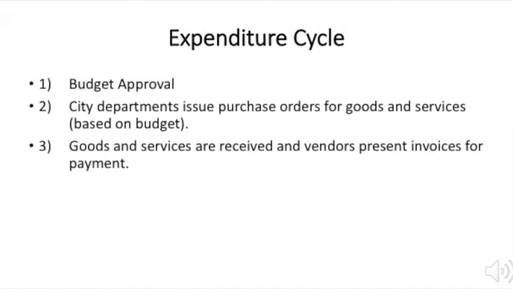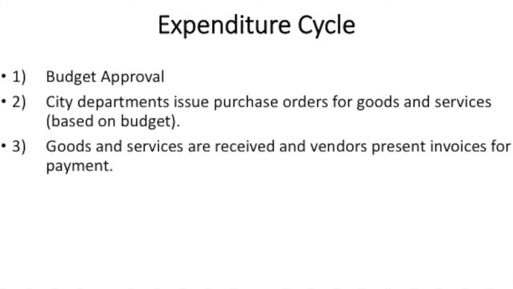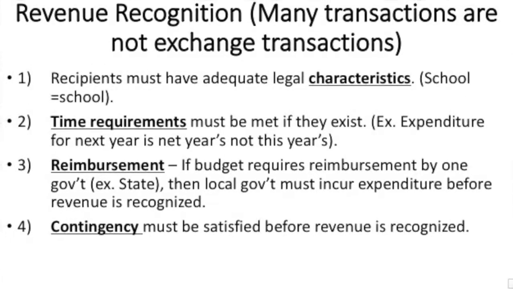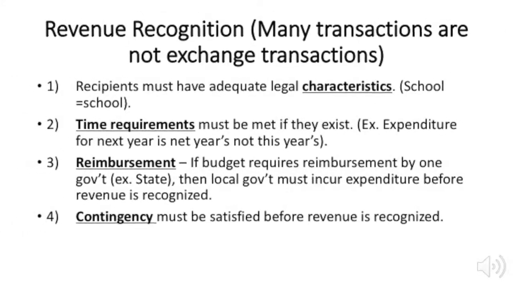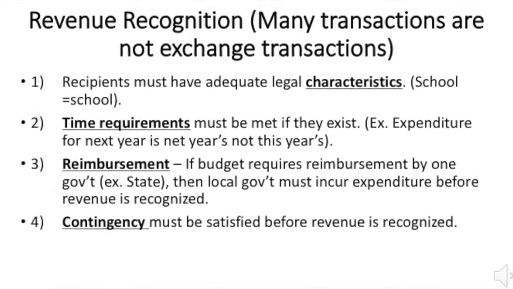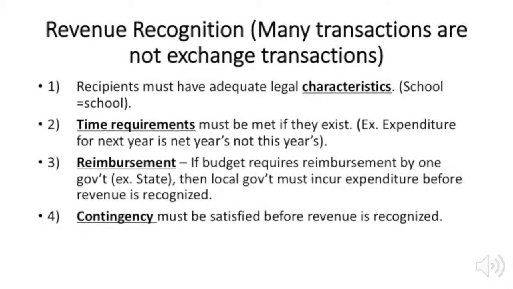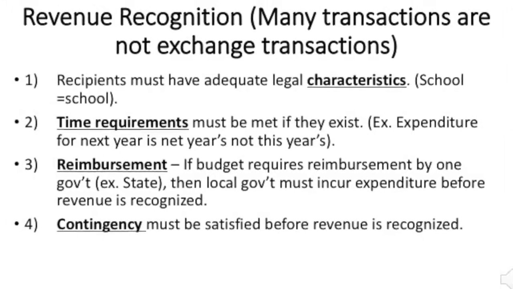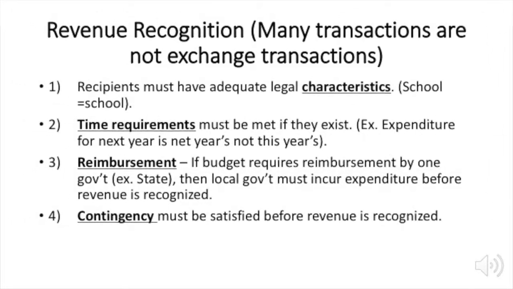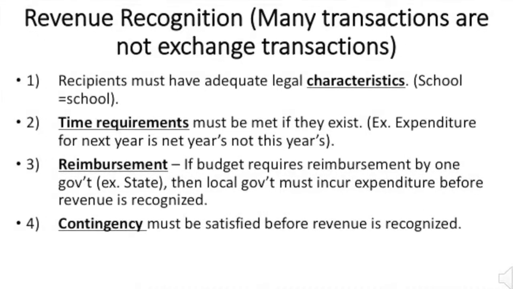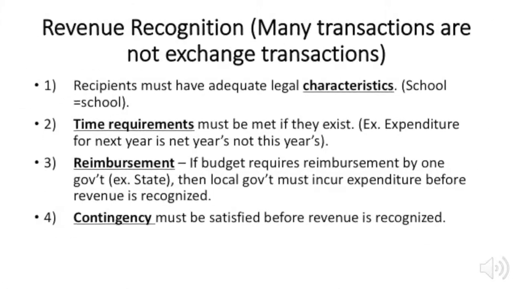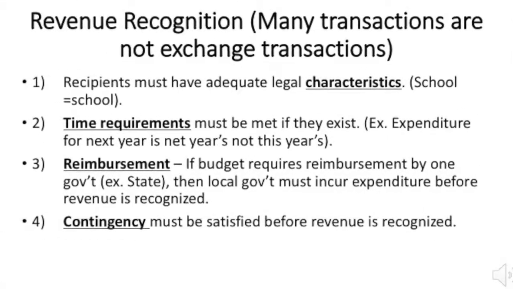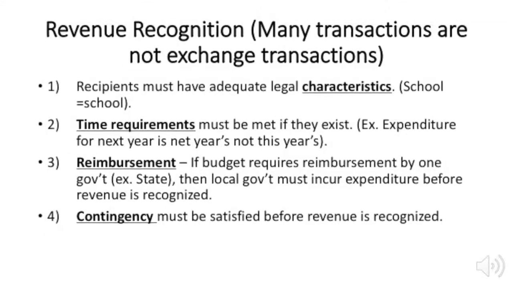And now let's conclude by thinking a little bit about revenue recognition for a modified accrual basis government. So many transactions are not exchange transactions. In many cases, a recipient of funds must have an adequate legal characteristic. School equals school. So if you're not a public school, you can't recognize a grant from the state or anything. Time requirements have to be met if they exist. If the budget requires reimbursement by a government, then the expenditure has to happen first.